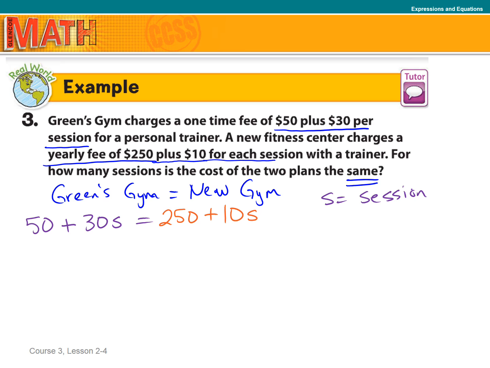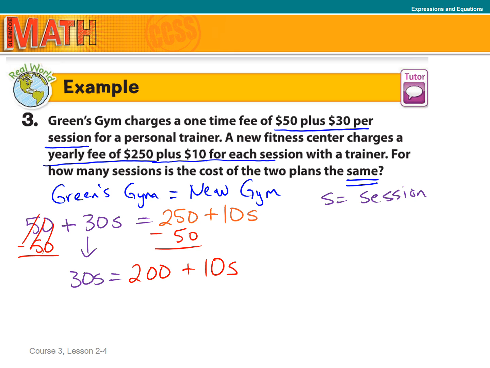So just like we did in example 2, we're going to combine the like terms first. And so let's combine the 50 and the 250. And I want to move the 50 because it's a smaller number. 50 gets eliminated from the left-hand side. Bring down my 30s, or 30 times s, equal to 250 minus 50, which is 200 plus 10s.